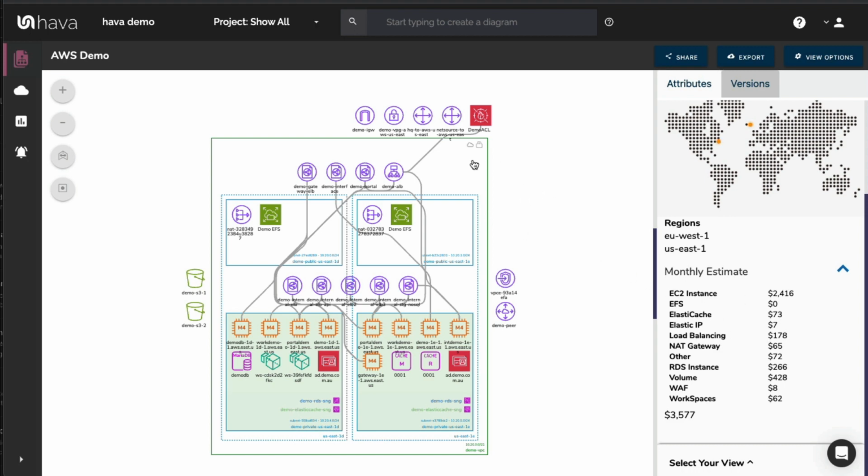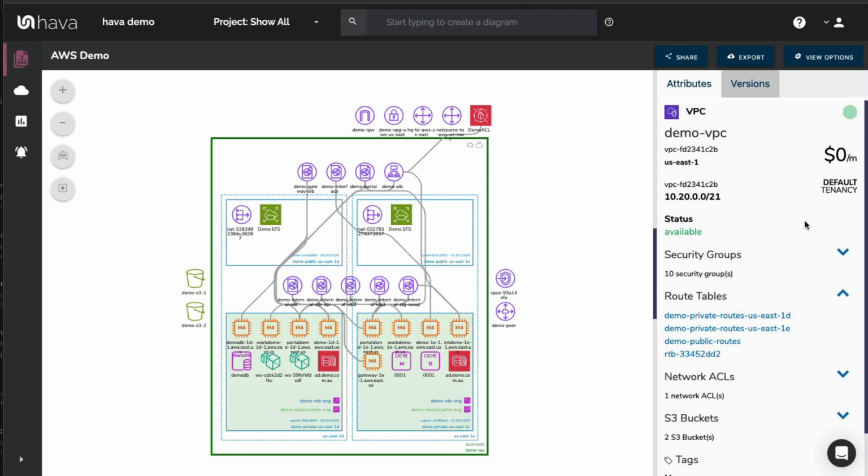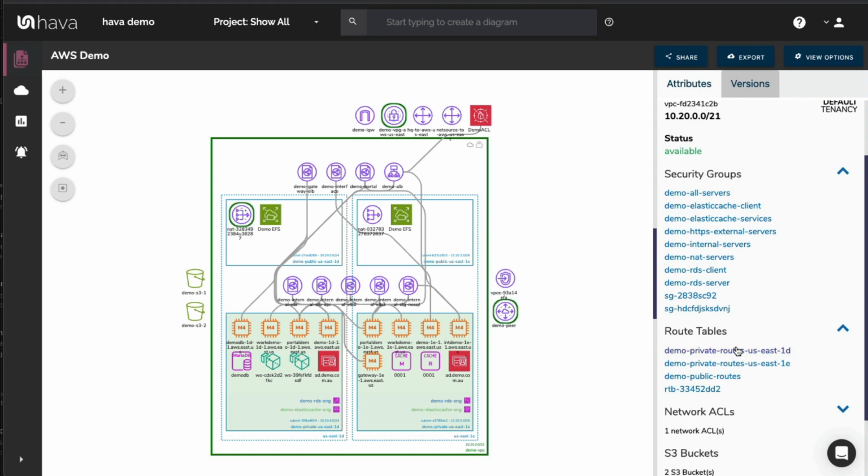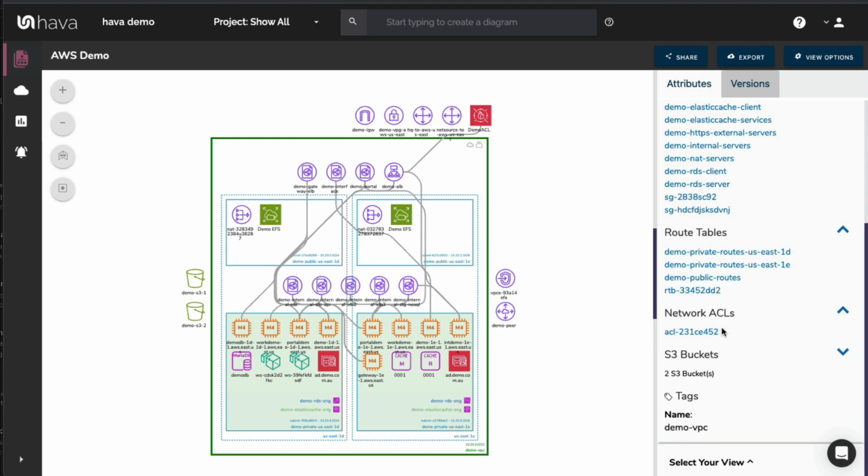If we then select the VPC, now we've got the metadata related to the VPC here: the name, IP addresses, and security groups that are involved. As you hover over the individual security groups, you can see that the resources related to that group are highlighted dynamically on the diagram. Likewise, the same with route tables. We also show network ACLs that are interactive.